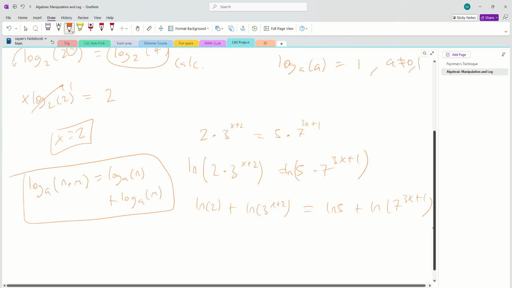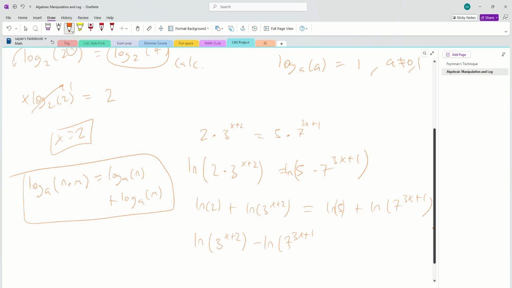Anyway, now this is just a constant. Just remind yourself that ln 5 is just some number. It's some irrational number, but who cares? Let's just bring all the constants to this side and all the x's to this side. So we'll have ln of 3x plus 2 minus ln of 7 3x plus 1 is equal to ln 5 minus ln 2.